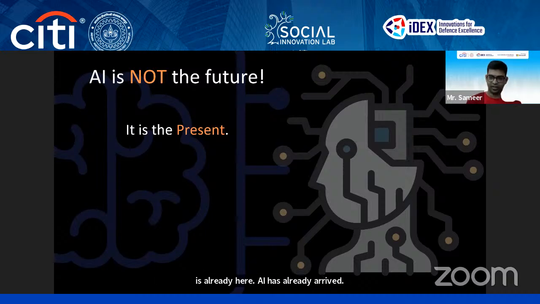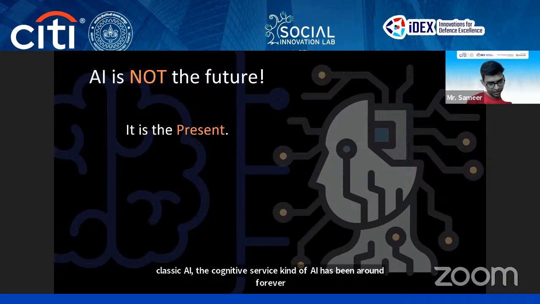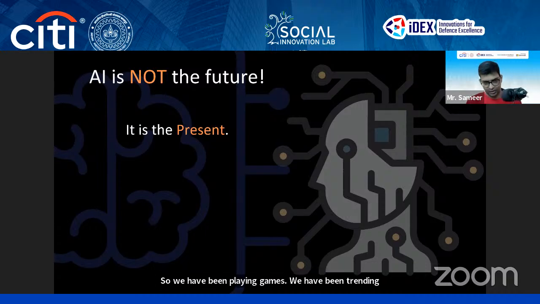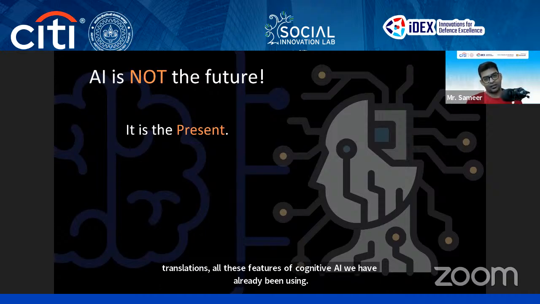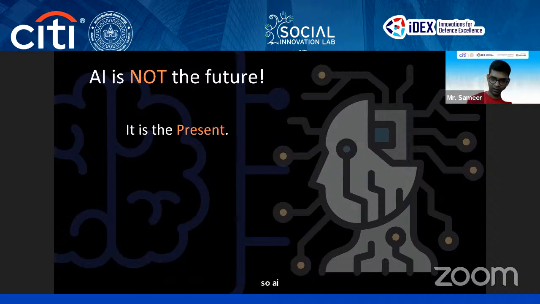Like I was just saying, the classic AI, the cognitive service kind of AI, has been around forever, right? We have been playing games, trending data, analyzing data, identifying patterns, using chatbots, facial recognition, language translations. All these features of cognitive AI we have already been using. So the new AI that we talk about is Gen AI, right? Gen AI is not the whole of AI, it is just a part of AI, right? But AI is already here.